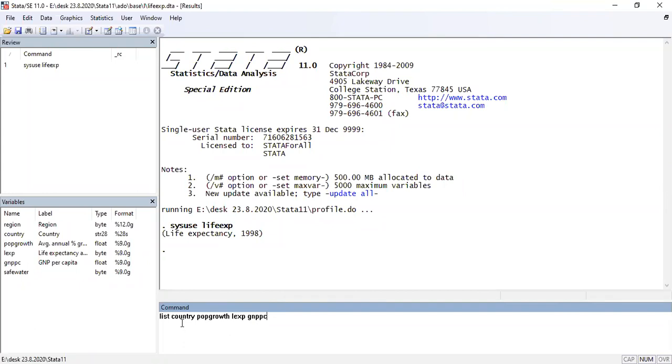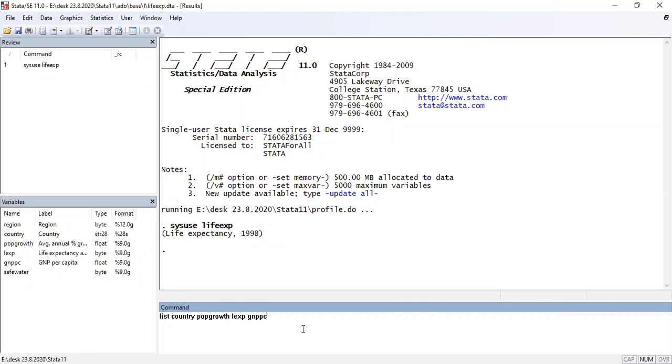So we would like to see the values of these variables. What is the command? List. When you say list, or you can say browse also, either way. So it's a list, then these four variables: country, pop growth, LXP, GNPPC. What is GNPPC? GNP per capita.